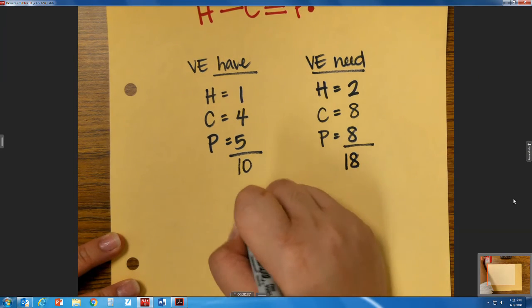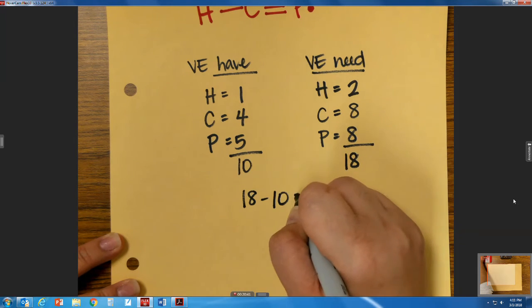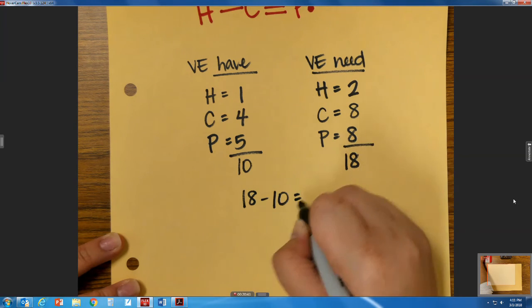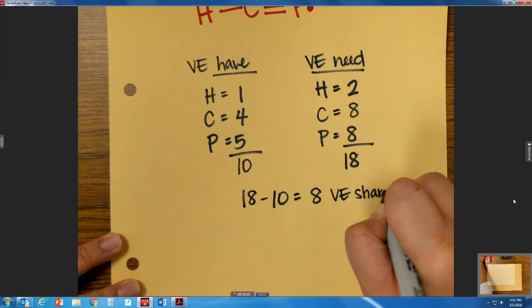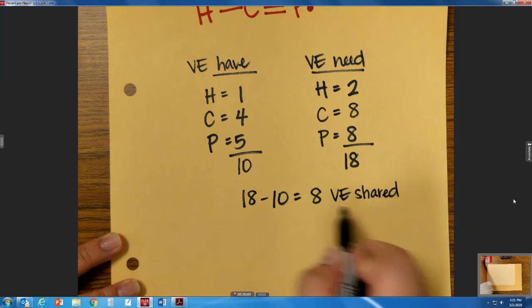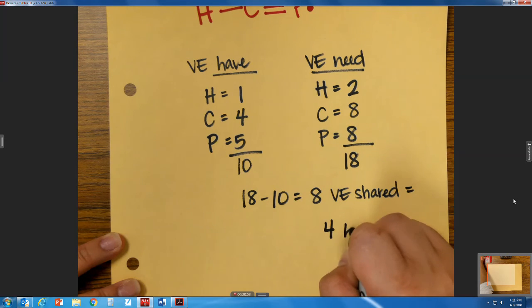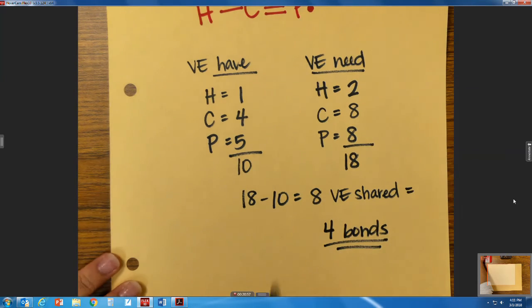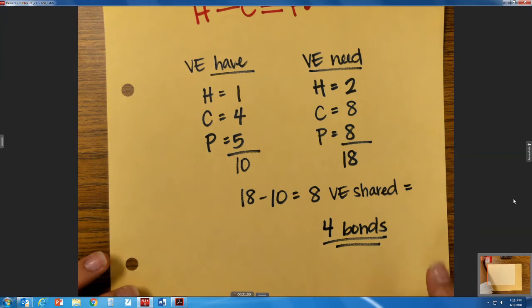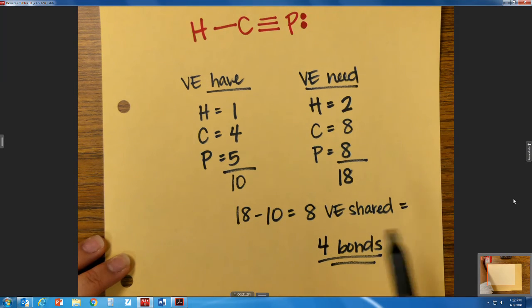So if we need 18, but we only have 10, then that means that 8 valence electrons are going to be shared. Okay, so 8 valence electrons is equal to 4 bonds. Okay, so again, this is what I don't like about the math way. You don't really know where those 4 bonds are going to go.